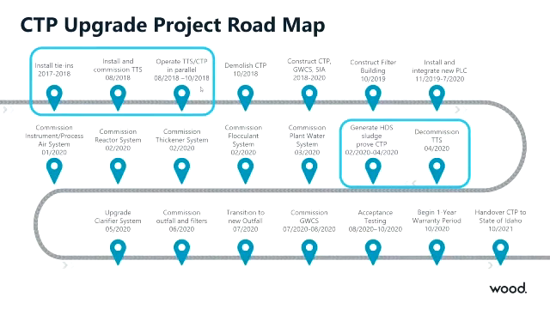So we could start the temporary system up, prove it, make sure that we're doing it in a controlled environment so we won't have any concerns with exceedances prior to taking the old CTP components offline, demolishing it, and then opening the way for construction of the new components.